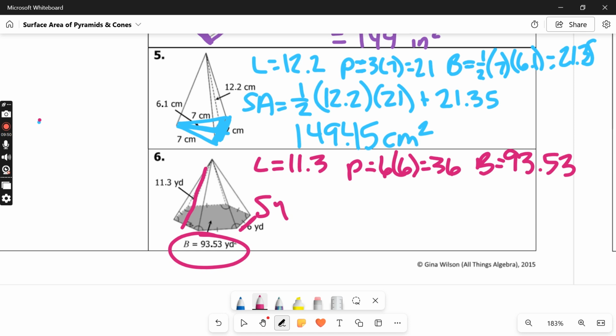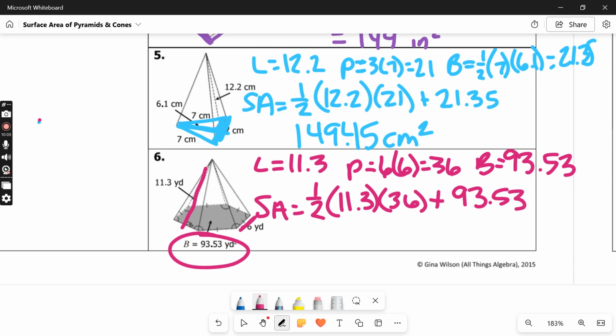So we can just fill in our formula. Our surface area is 1/2 times 11.3 times 36 plus 93.53. Okay, and when we type that in, we get 296.93.